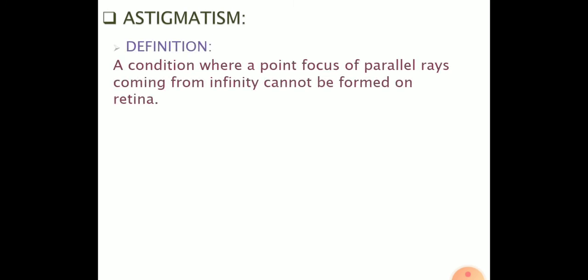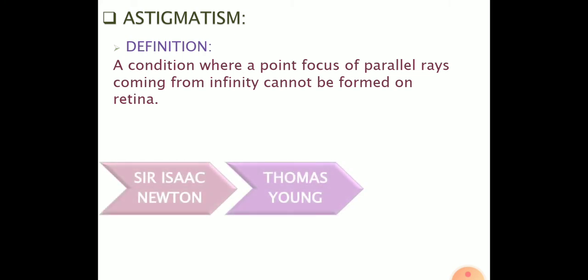Next topic is astigmatism. Definition: a condition where a point focus of parallel rays coming from infinity cannot be formed on retina. It was first discovered by Isaac Newton. Next, its optical system is described by Thomas Young and the nomenclature is given by Donders. Etiology: due to different radius of curvature of different meridian of refracting surfaces like cornea and lens.